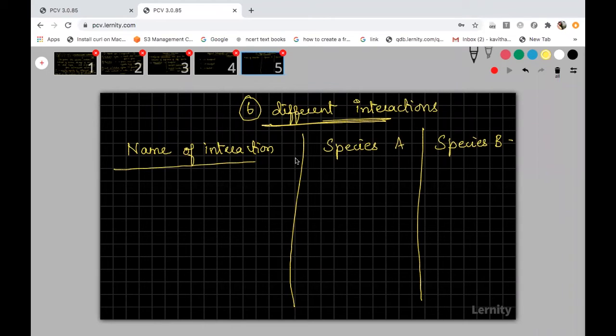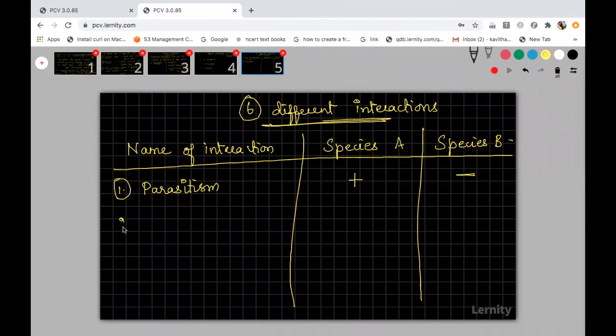Fine. So the first type of interaction is parasitism. In parasitism, a parasite depends on a host. Let species A be the parasite and species B the host, or species A the host and species B the parasite. One of them will be benefited and the other will be affected. Who will benefit? The parasite will benefit because it takes food, shelter, everything from the host. But the host will be affected by the parasite. So I am putting minus, harmful.